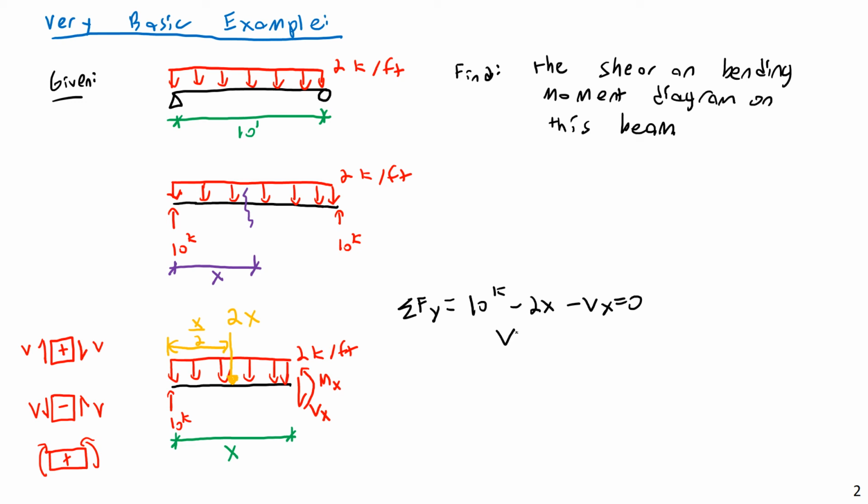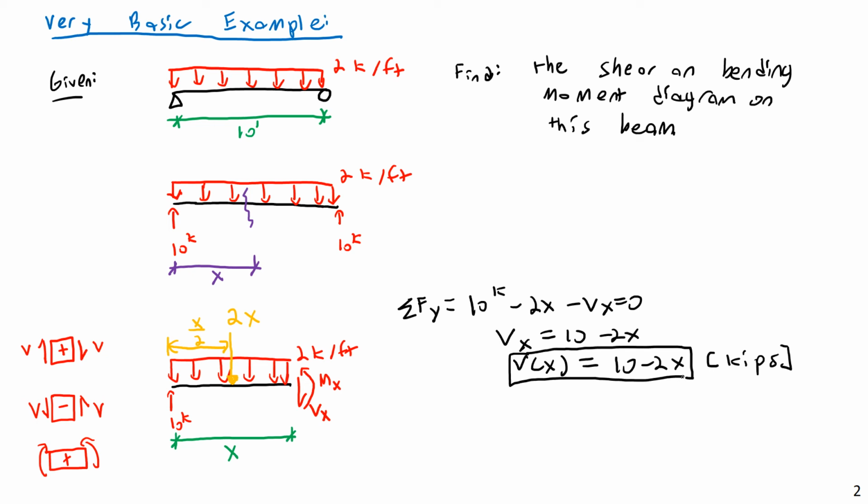Then if I solve this for Vx, I get that Vx is equal to 10 minus 2x. Or if I wanted to, I could say V as a function of x, shear as a function of x, is equal to 10 minus 2x. And this would be in units of kips and feet. So that is the shear as a function of x. I now have the entire shear equation. I can just put in any point x and solve for the shear.